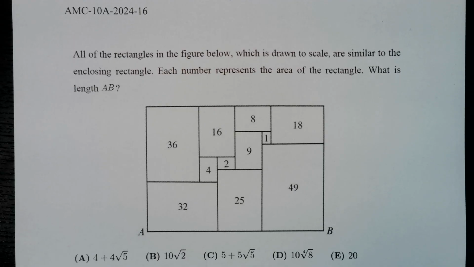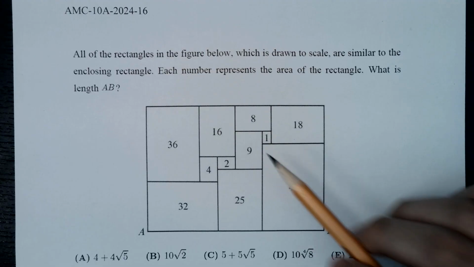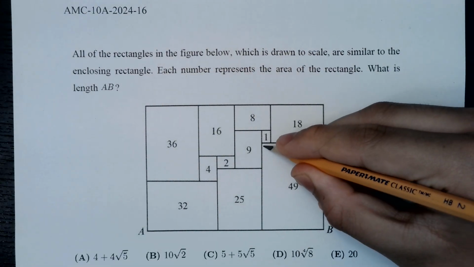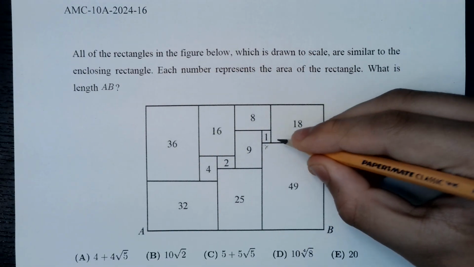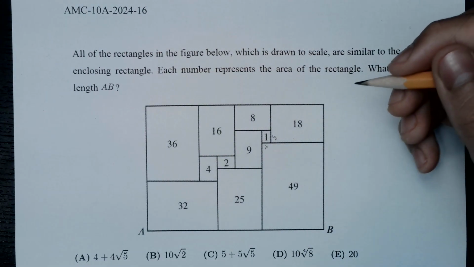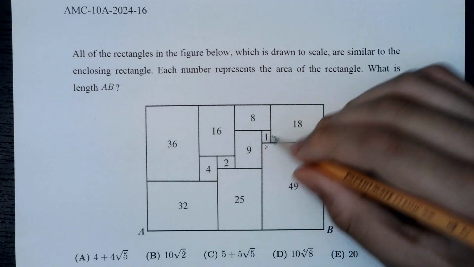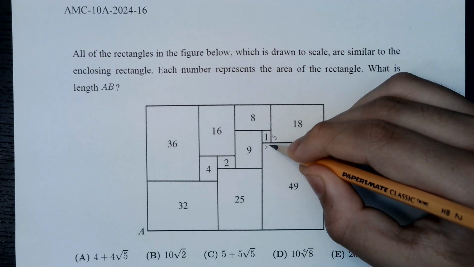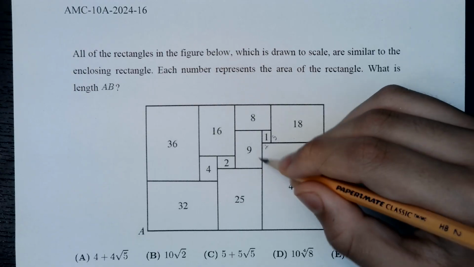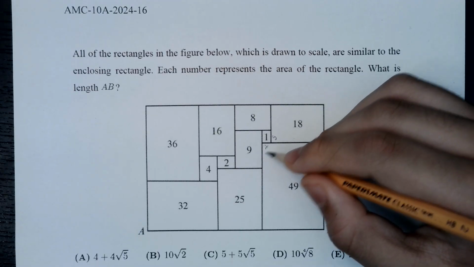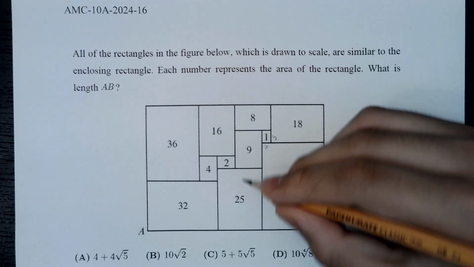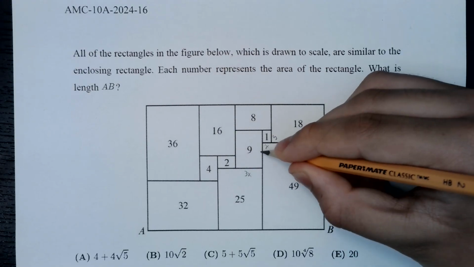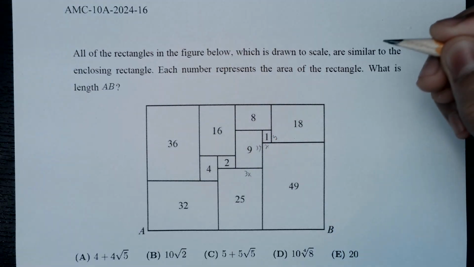Now let's first start off by looking at the smallest rectangle here, which is the rectangle of 1. We'll say that the shorter side is going to be x, and that the longer side is going to be y. Since all these rectangles are similar to each other, the ratio between their side lengths is just going to be the square root of the ratio between their areas. So here you can see 9 and 25. We see that this would be 3x, and this side here would be 3y, for example.